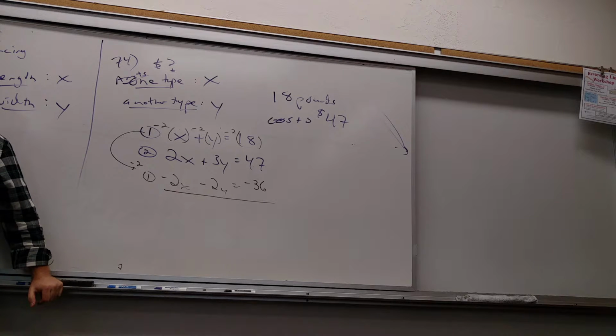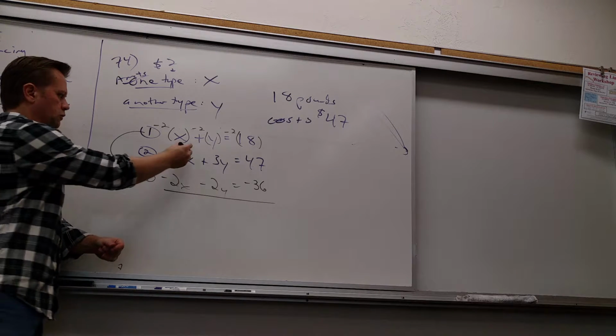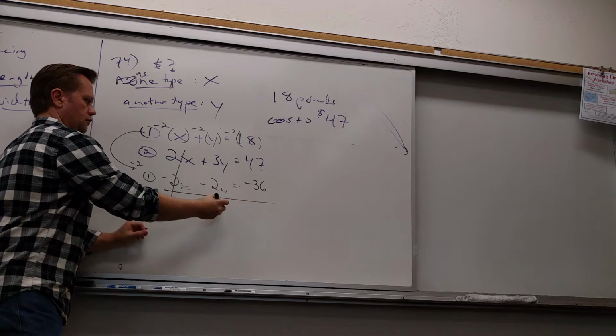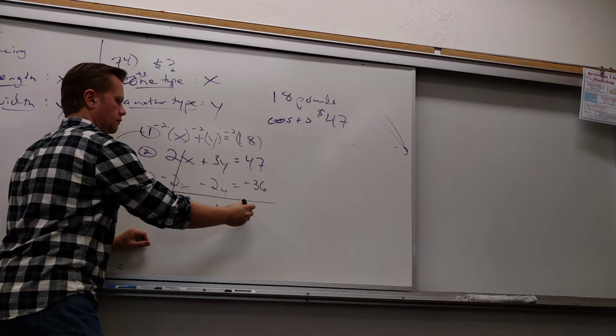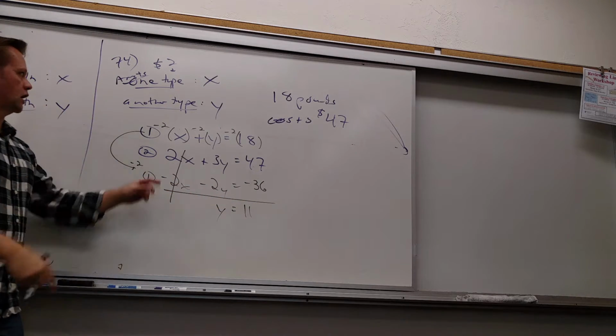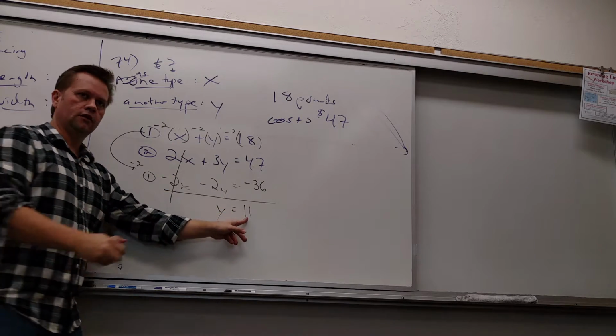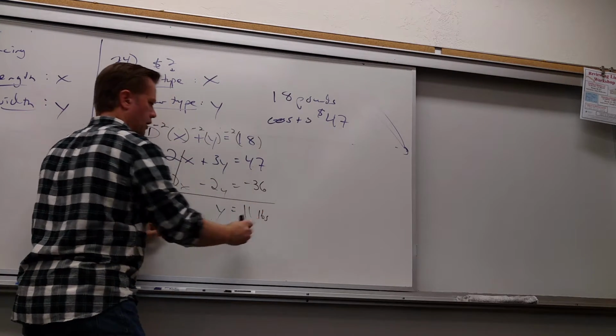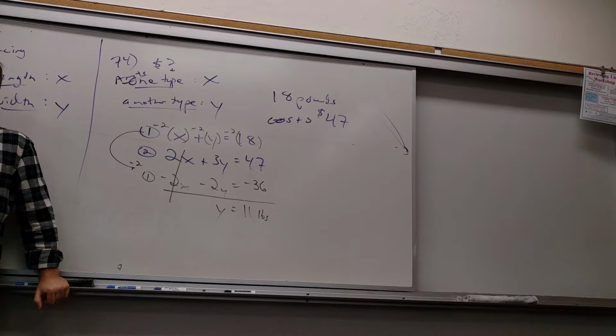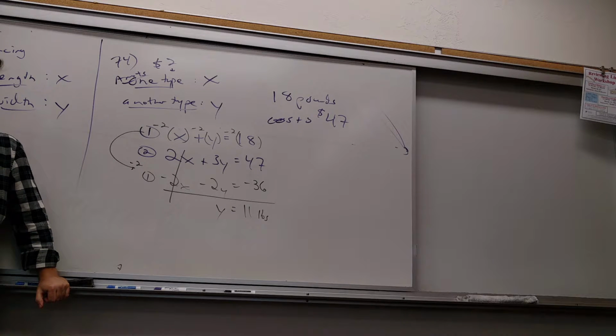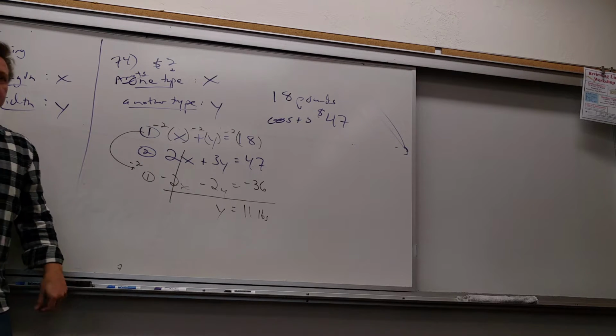Now, I've been nice to myself. I set it up so that the x's will die. y equals 11. That kicks ass. So how much is the other type? 11 pounds. So now we have to find, what must x be?